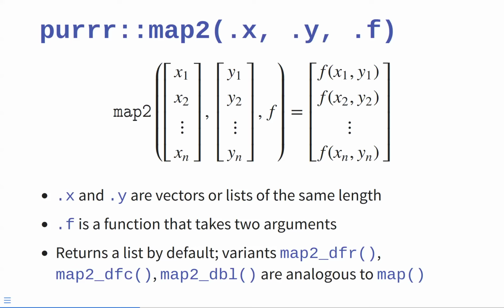Map2 extends the idea behind map to take not one, but two inputs. So here, .x and .y are going to be vectors or lists of the same length, which I'm calling length n. And .f is a function that takes 2 arguments. Whereas map had a function that took a single argument, map2 has a function that takes 2 arguments. This will return a list by default. There are variants of this, map2_dfr, map2_dfc, map2_dbl, that are analogous to those from map.